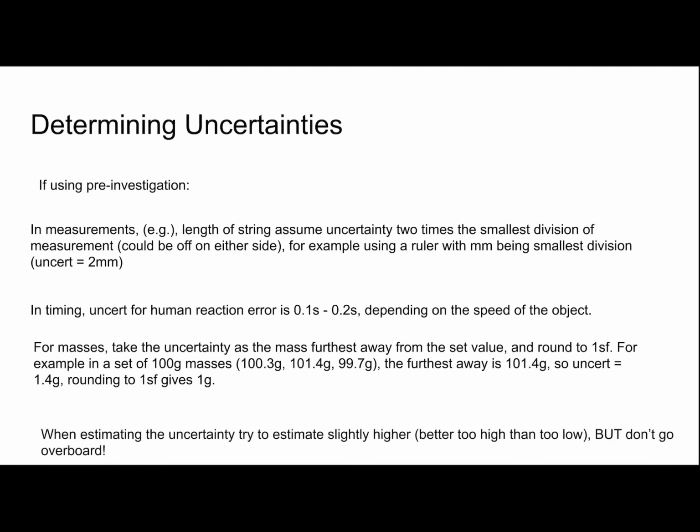Alright, so when estimating the uncertainty before the investigation, try to estimate slightly higher. It's always better to be too high than too low, but don't go overboard. So don't go crazy. For example, if you're measuring something, don't say the uncertainty is like 5 centimeters, because that will result in your results having a very large inaccuracy, and then that might decrease the reliability of the results. So try to estimate a bit more, but don't go too exaggerated, or else your results would be very fluctuated.